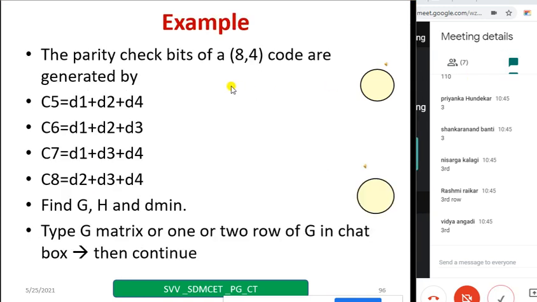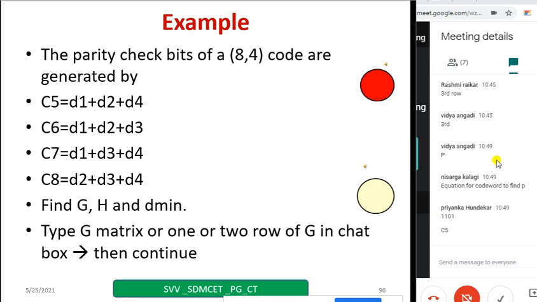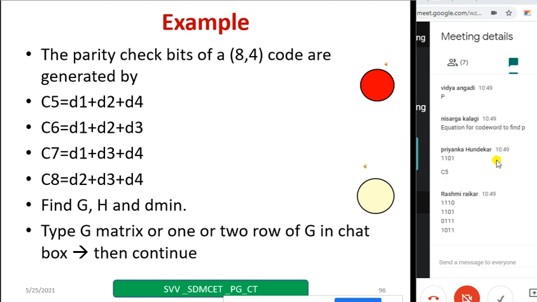Take another example. The parity check bits of an 8-4 code are generated by this. Copy down this. Take 2 to 3 minutes. Most of the students are typing correct. Sir, P I had to write down first. Correct. Rashmi has typed all the bits: 1110, 1101, 0111, 1011. Let me check the last one: D2, D3, D4. Correct. First one, D1, D2, D4. Perfectly, Rashmi. It's a correct answer.